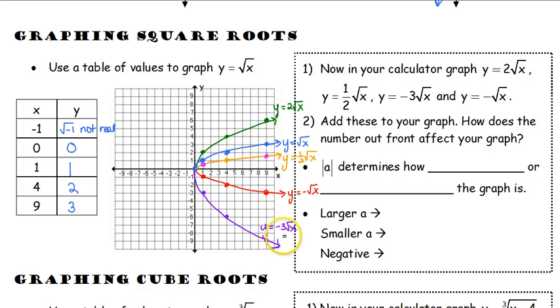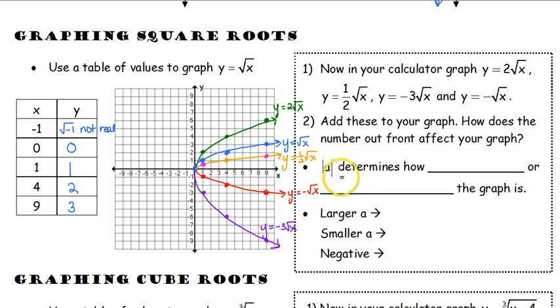And last, we've got negative 3 root x. The square root of 1 is 1 times negative 3, so we're at (1, negative 3). The square root of 4 is 2, and 2 times negative 3 is negative 6. The square root of 9 is 3, times negative 3, we're at negative 9.